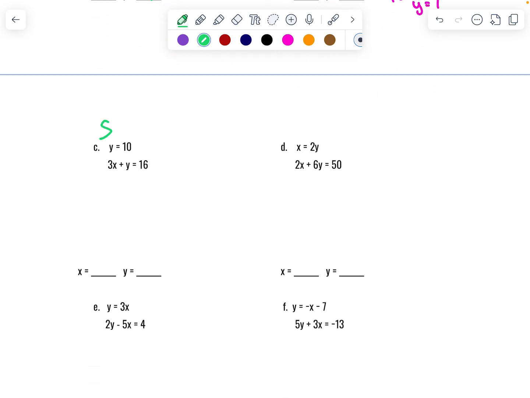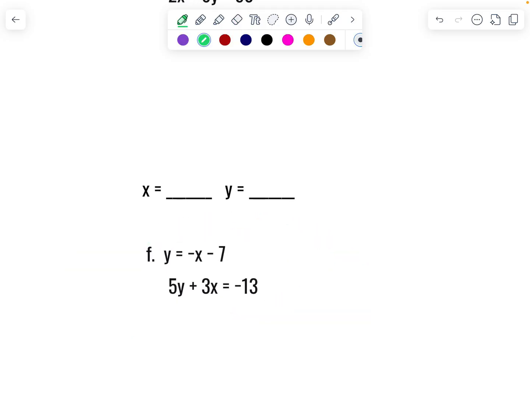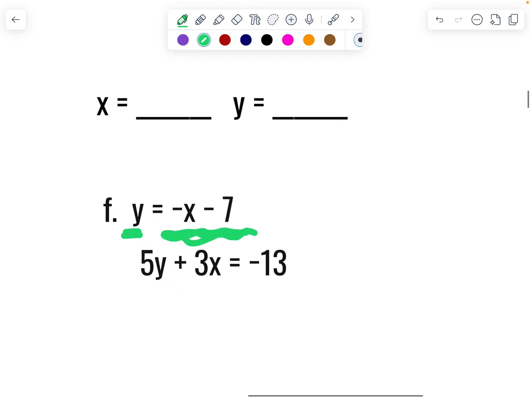Now, this problem is similar. But I want us to look at this problem right here. Notice how y is now equal to this entire thing. It's still a substitution, but we're going to be plugging this entire thing in for y.